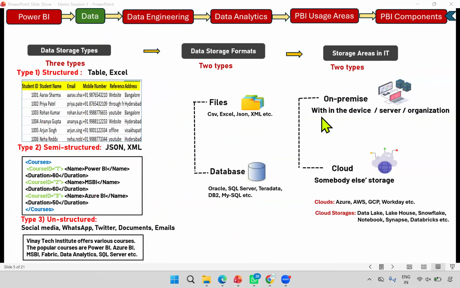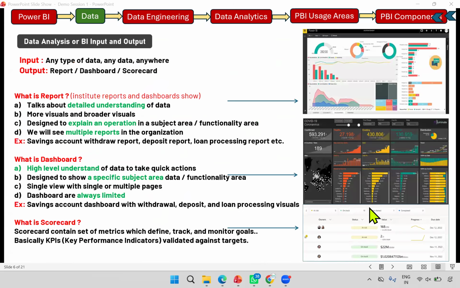Questions, please? What is the difference between on-premise and cloud? Able to understand? On-premise is within the organization's storage; cloud is somebody else's storage. Right. Output. So data is fine. Now what about output? The data is the input. Output is a report, dashboard or scorecard. And after learning Power BI, you will develop either a report, dashboard or scorecard. This is your target, your objective: working on any type of data, in any format, anywhere, generating a report, dashboard or scorecard.